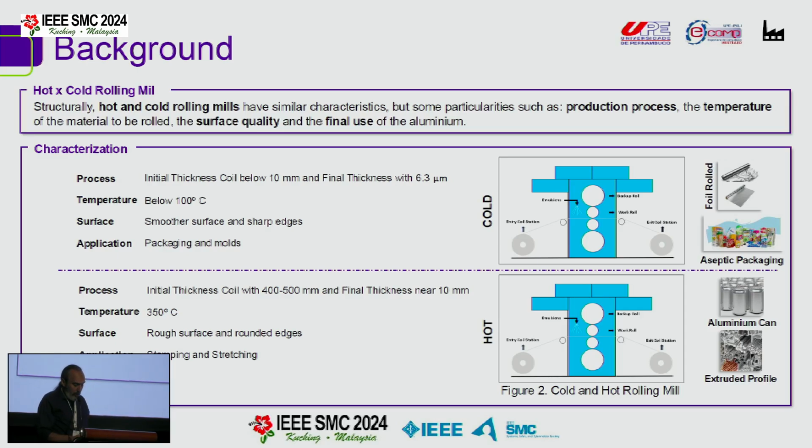For hot process, initial thickness is about 400 and 500 millimeters, and final thickness less than 10 millimeters. Works with temperature higher than 350 Celsius degrees, and the final use for stamping applications.